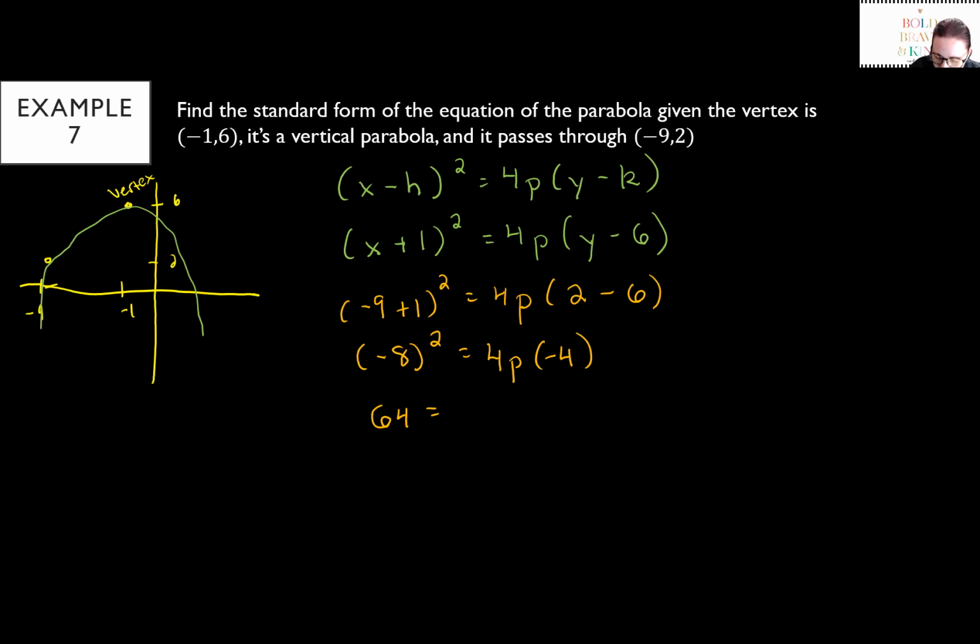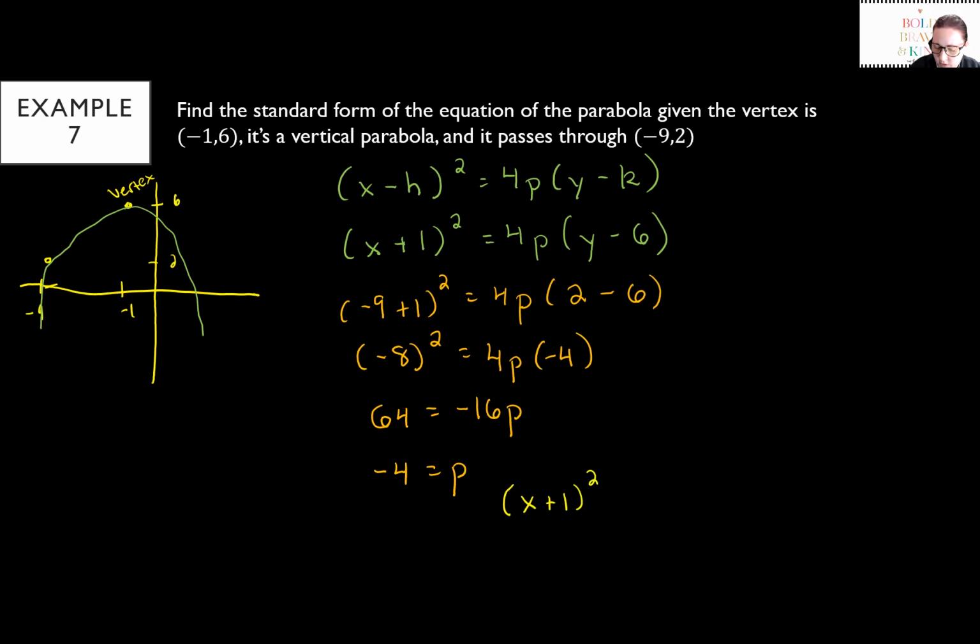So that's -16P. And then 64 divided by -16 is -4. So we get -4 is equal to P. So we can find P this way by plugging in another point that's on the parabola. And then that will allow us to give our final equation.